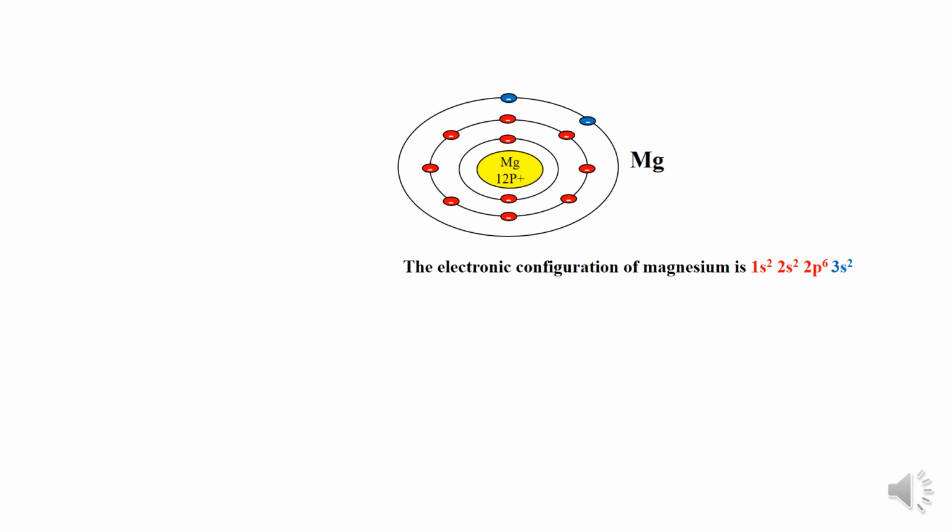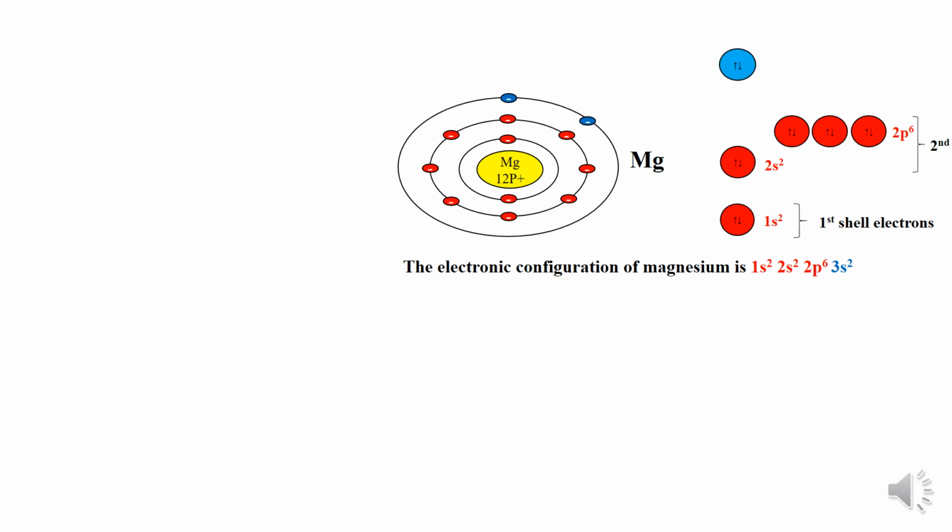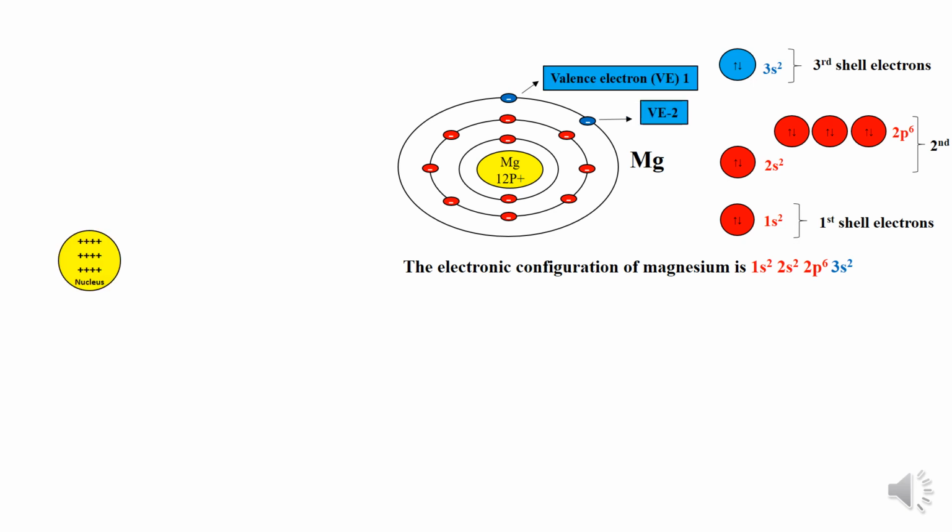So the electronic configuration of magnesium is 1s2, 2s2, 2p6, 3s2. There are 2 core electrons in the 1s orbital in the first shell. Again, 2 core electrons in the 2s orbital, and a total of 6 electrons in the 2p orbital, so you find a total of 8 electrons in the second shell, and you find 2 electrons in the 3s orbital, that is in the third shell. So you find 2 valence electrons in case of magnesium.